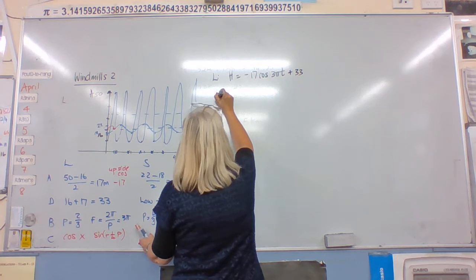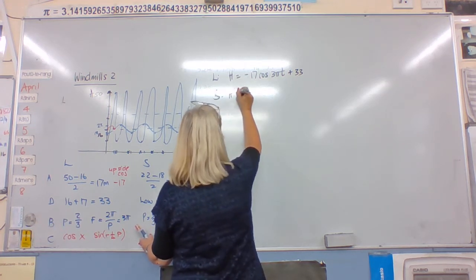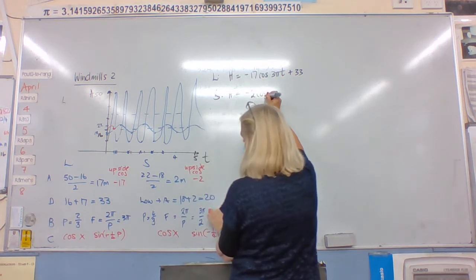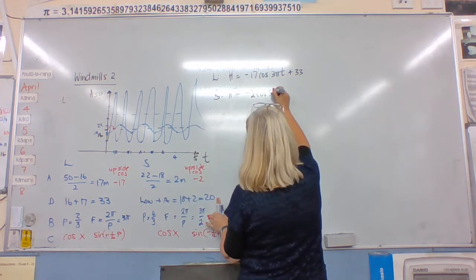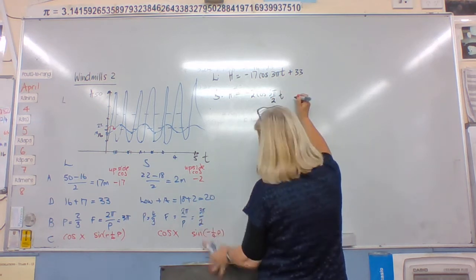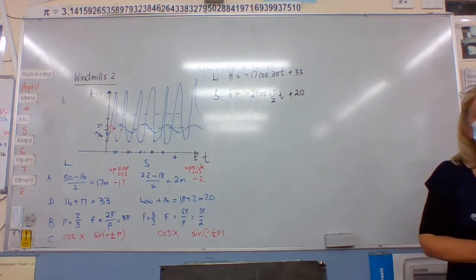So for the large, this is the small: height equals -2 cosine, 3 pi by 2 for B, T, no movement, plus 20. Right.